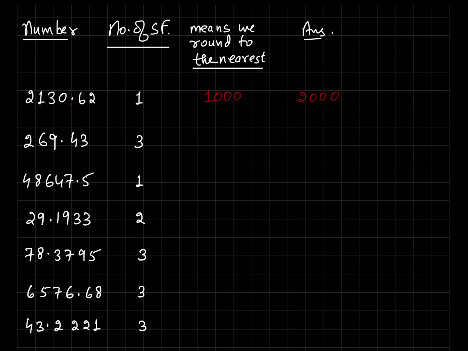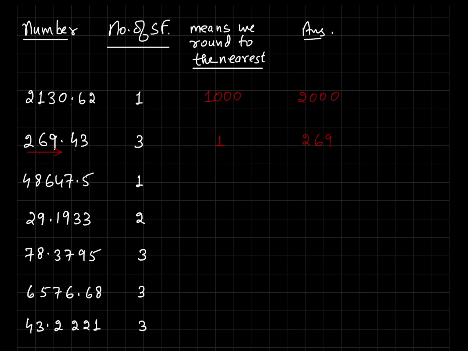Now let us see the next example. This is 269.43, and the number of significant figures should be 3. What does it mean? We have to round it to the nearest one, because this is just a 3-digit number. After the decimal I have 4 here, so it will be 269 only. Got it?